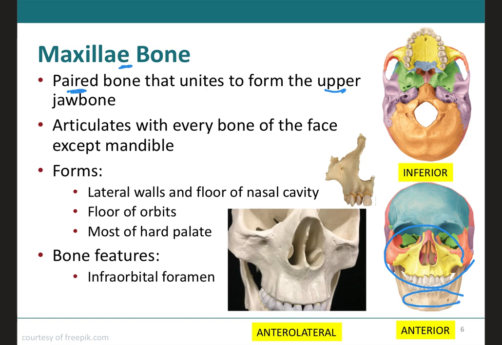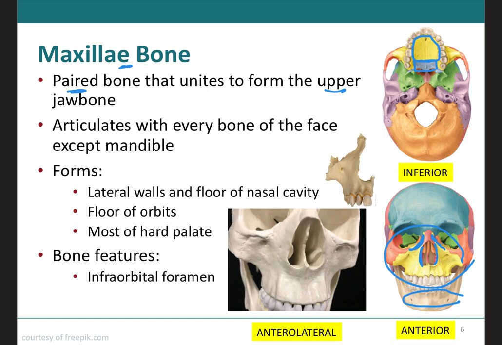The maxilla will form part of the floors of the orbit, as we can see over here, so the medial portion of the orbit, part of the lateral wall and the floor of the nasal cavity, as we can see over here, and most of the hard palate, as we saw on the previous slide. But just to reiterate, here is the hard palate, and you can see how most of the hard palate is formed by the maxilla, which is the yellow bone represented here.